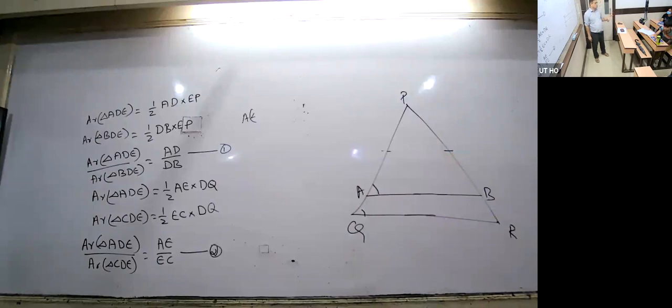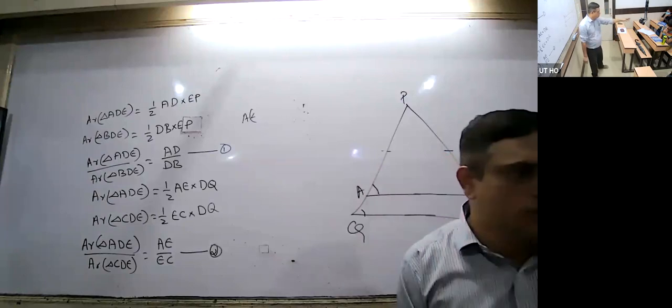This is called which theorem? Basic proportionality theorem. Converse of basic proportionality. Do you know what I mean by converse? What is the meaning of converse? Opposite. Opposite means given will change to prove, and to prove will change to given. What is the converse?